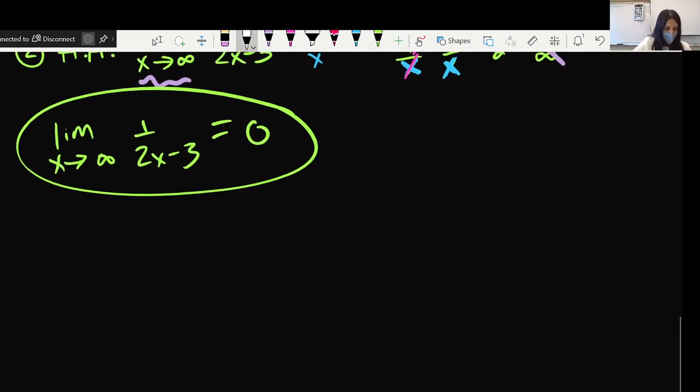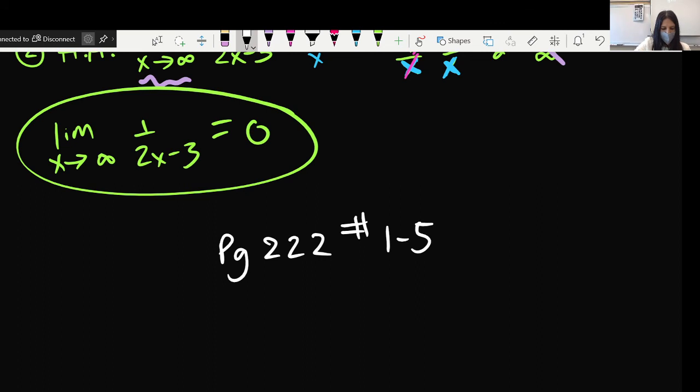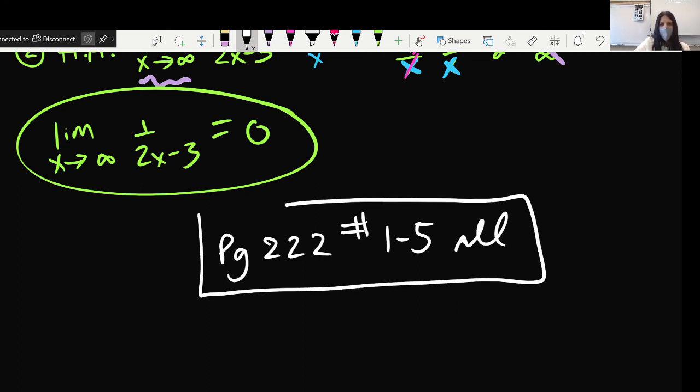Well, I think that's it, everybody. Page 222, numbers 1 to 5 all, but don't graph them. I think it says in some of them to graph it, but you don't have to do that.